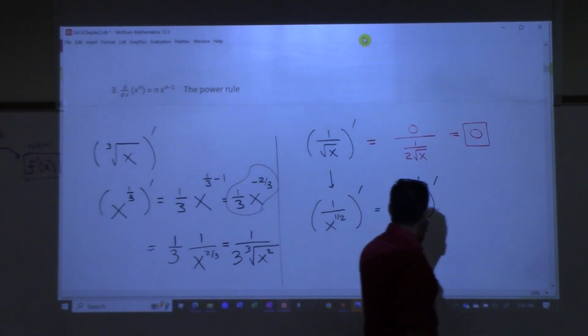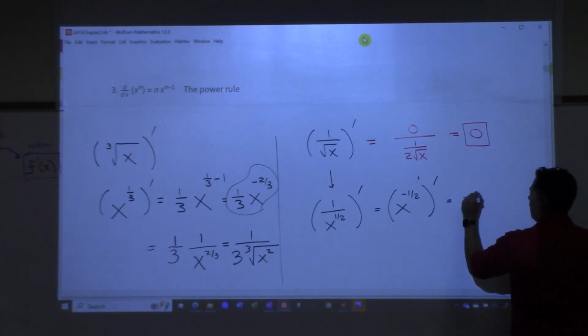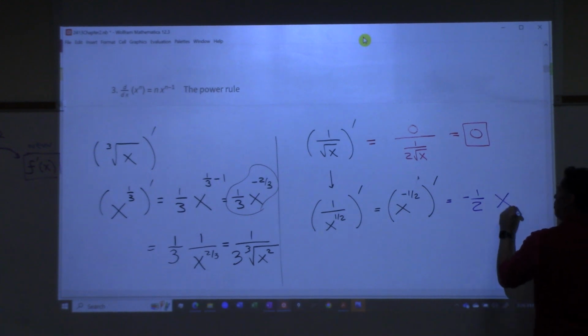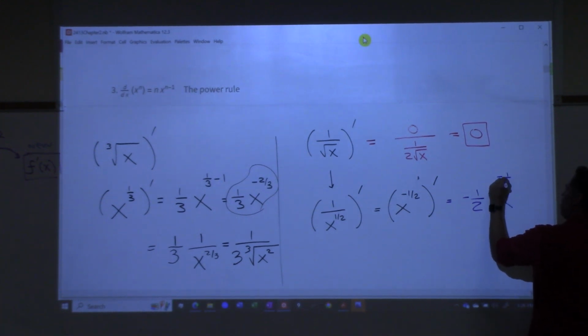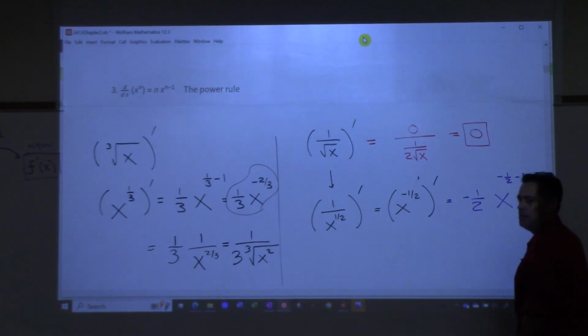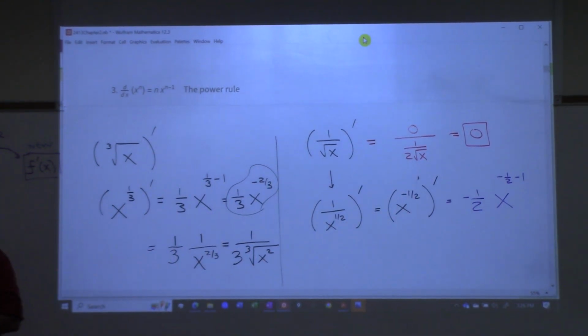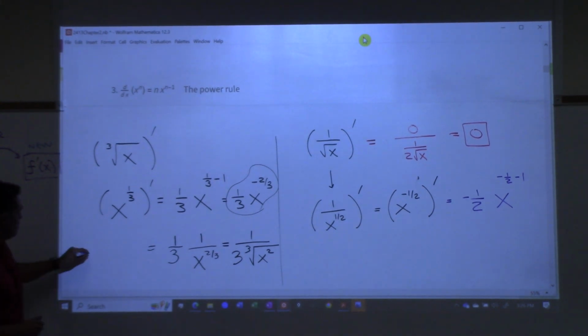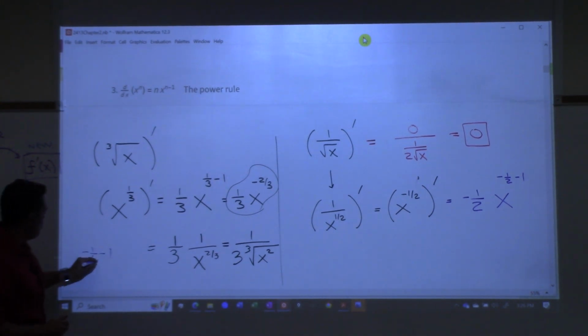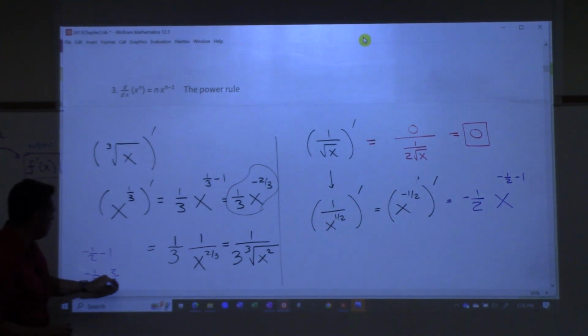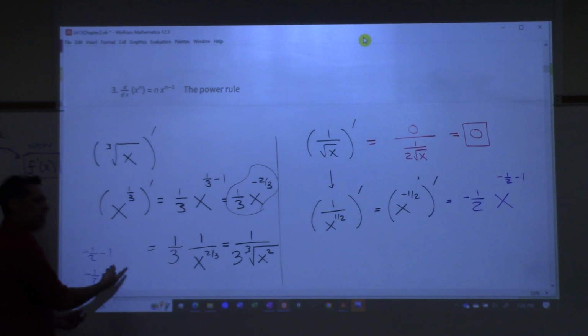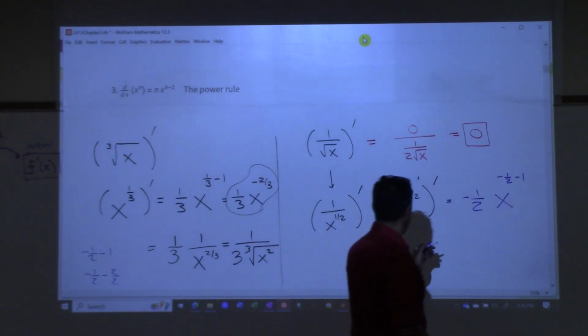So what number comes out front? Negative 1/2. Then I have x to the, careful, negative 1/2 take away 1. That's what you're doing, right? You're subtracting 1 from negative 1/2, which is? Negative 3/2. Doing negative 1/2, take away 1, right? That's negative 1/2, take away 2 over 2. Negative 1, take away 2 is negative 3. So you get negative 3/2 here.